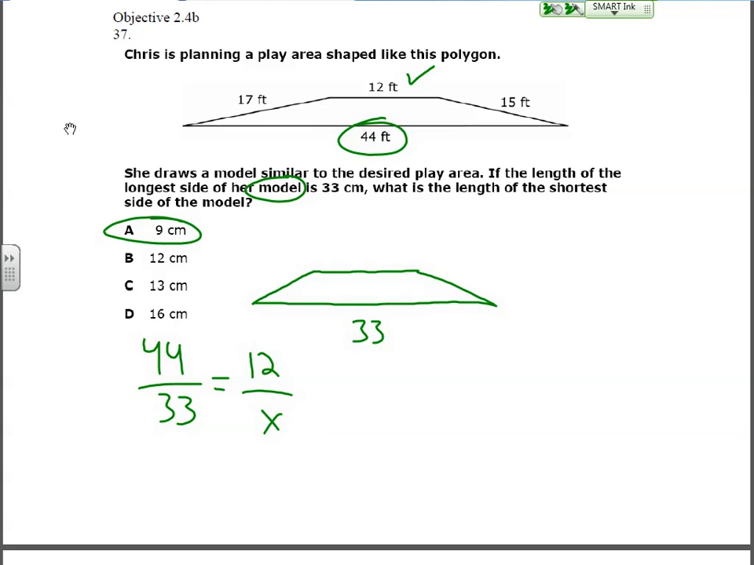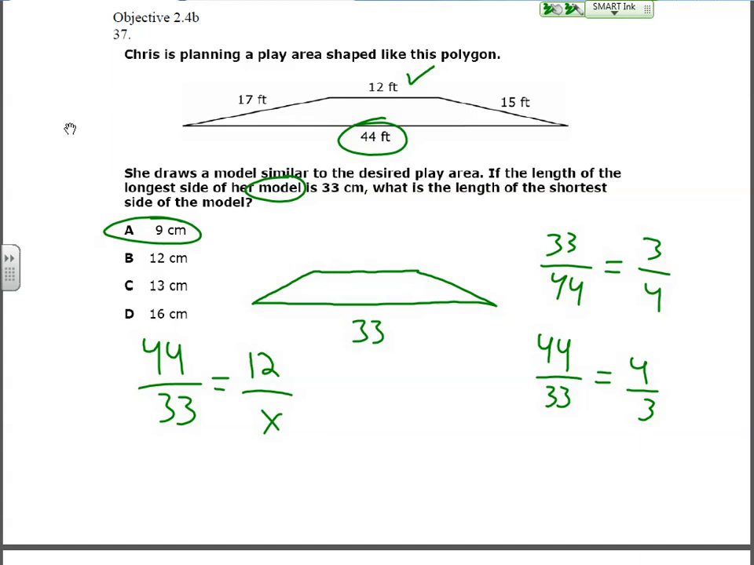Comparing the relationship between 44 and 33, if we compare 33 to 44 and simplify that fraction, it equals 3/4, which means that her model is 3/4 the size of the original. If we put the 44 up on top over 33 and simplify that, we get 4/3, meaning that her original is 4/3 the size of the model.